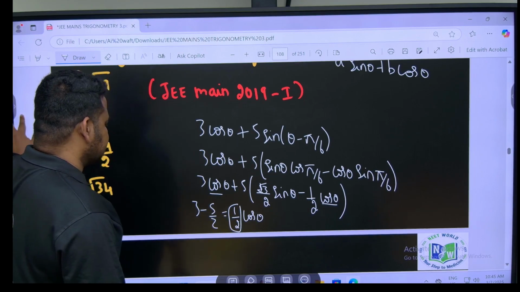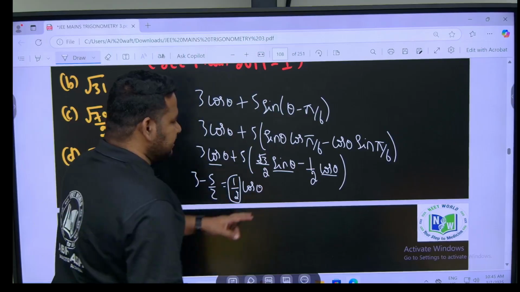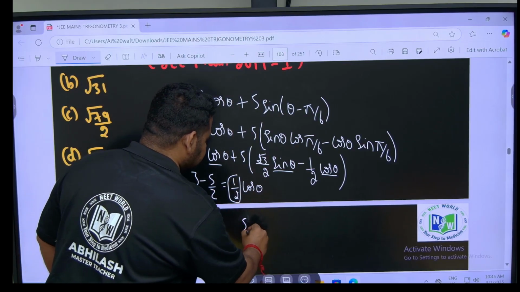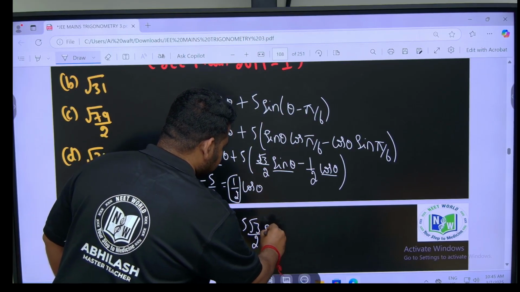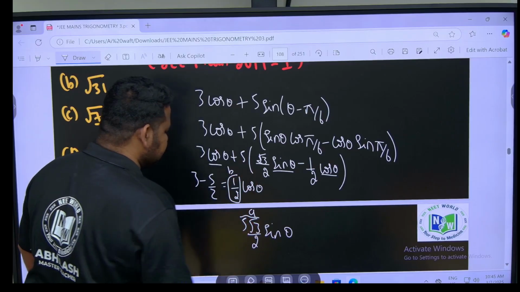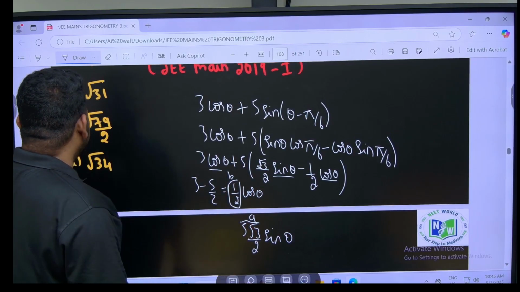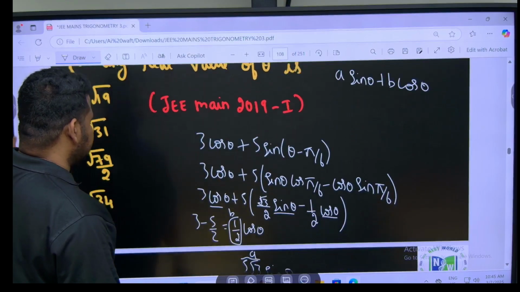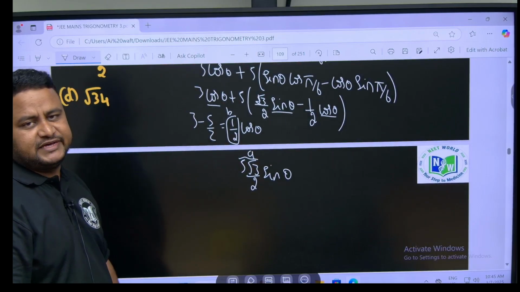Now let us look at sine. We are having only one term of sine. So this will be root 3 by 2 sin theta. So this is a sin theta plus b cos theta. What is the value that they are asking? What is the maximum value? Maximum value is root of a square plus b square.